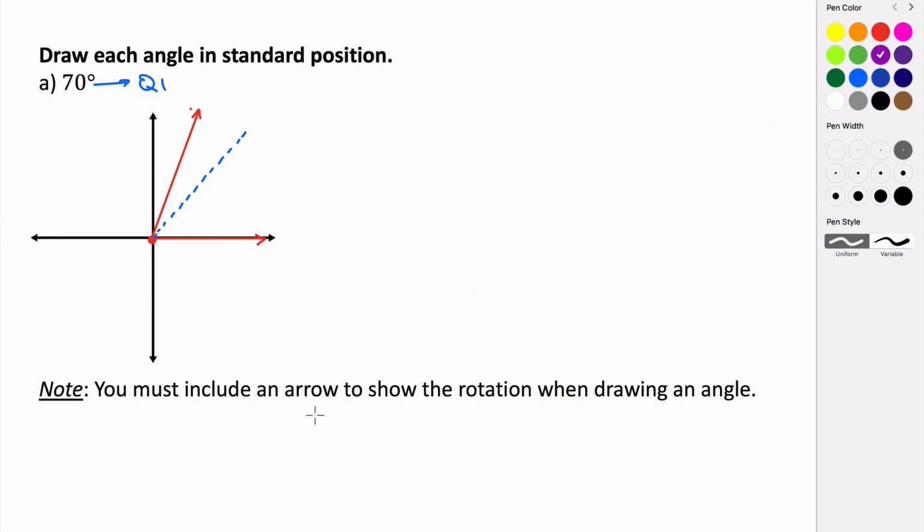But as you can see in this note, we must always include an arrow to show the rotation when we're drawing our angle. Because if we don't label this, we could be rotating in a negative direction, or we could be doing a full rotation plus 70. So the way that we can quickly and easily indicate that this is 70 degrees is we just show that we're starting at our initial side, ending here at the terminal side, and if you want, you could even just label it as a 70 degree angle. So this is a 70 degree angle.